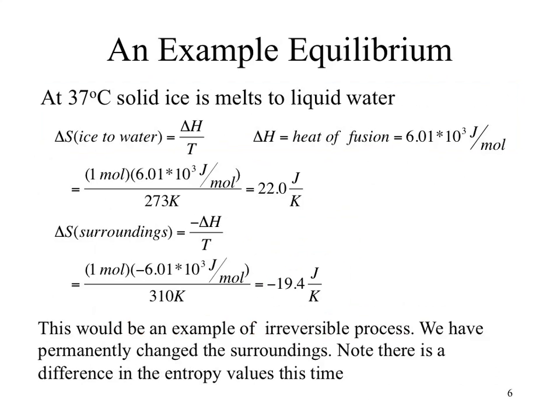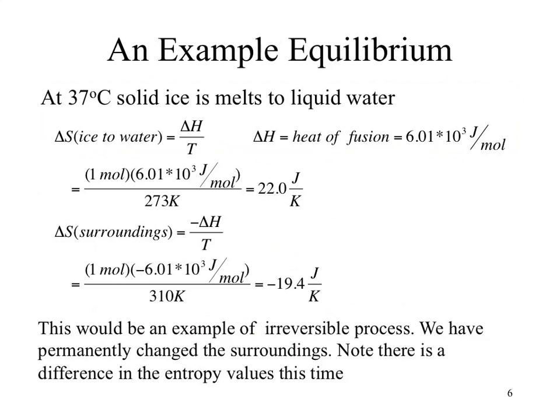Not really. So let's take a look at a potentially real world example. Let's take 37 degrees Celsius and we take our solid ice and we try and melt that. Eventually what happens is we're going to take our ice to water, and that's going to convert at what temperature? It'll be the melting point for ice, which is 0 degrees Celsius or 273 Kelvin.